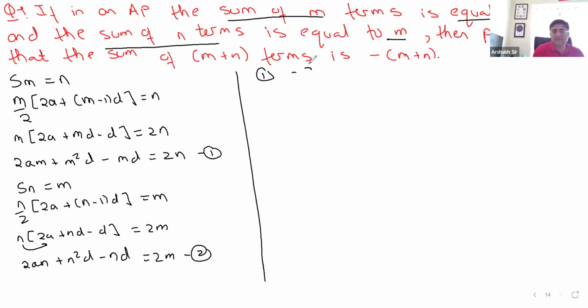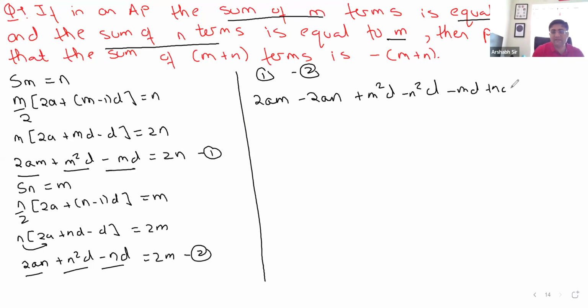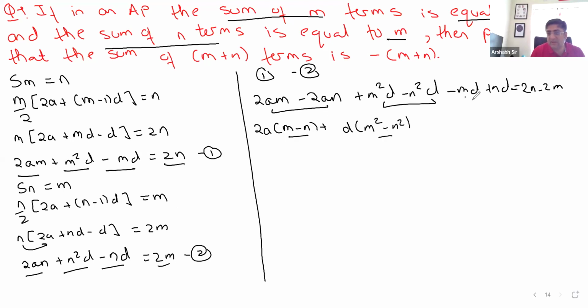So we'll do equation 1 minus equation 2. So 2am minus 2an plus m square d minus n square d minus md minus minus nd means minus md plus nd is equal to 2n minus 2m. Right, beta? Now from here what can I do? I can take 2a common, so 2a into m minus n. From here I can take d common to m square minus n square. Now look, here also m minus n, so I'll take minus d common from here to get m minus n. Here also I'll take minus 2 common to get m minus n.